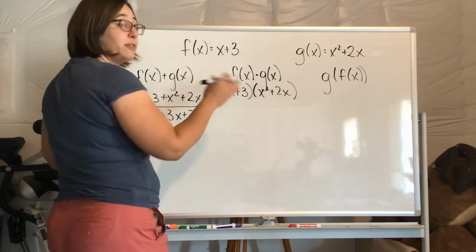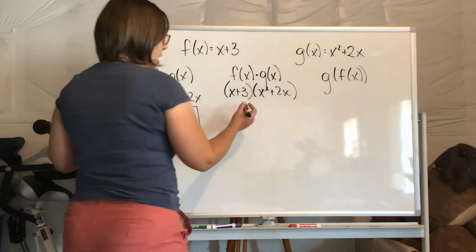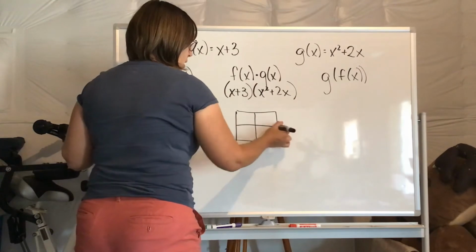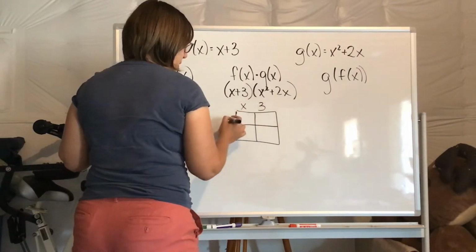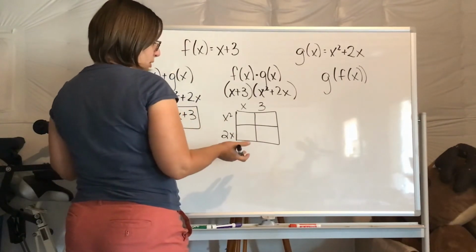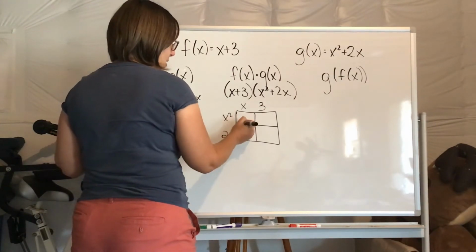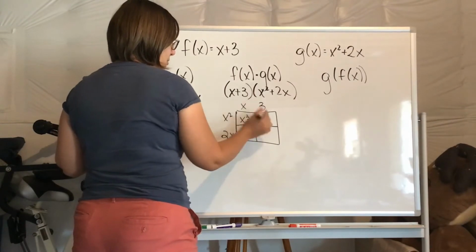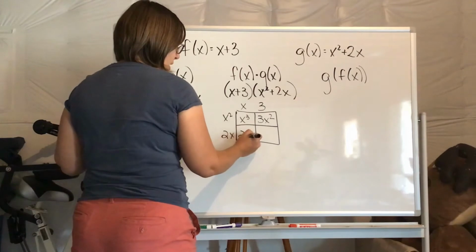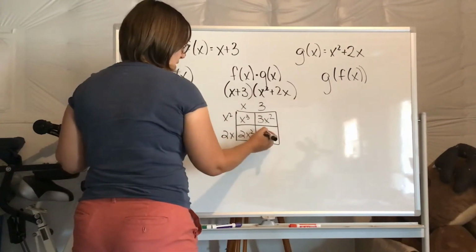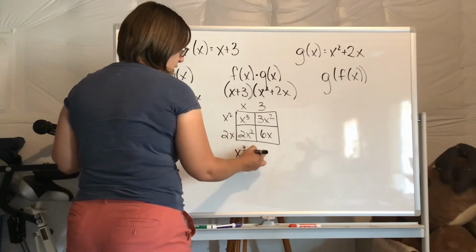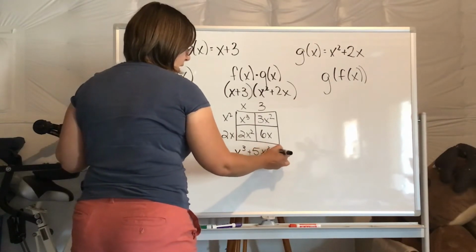We would either need to FOIL or use an area model. So using the area model, we can write x plus 3 on top, x squared plus 2x on bottom, and then that way we can multiply each term. x squared times x is x cubed, x squared times 3 is 3x squared, 2x times x is 2x squared, and 2x times 3 is 6x. Combining our like terms, we get x cubed plus 5x squared plus 6x.